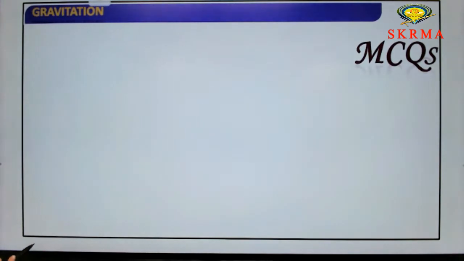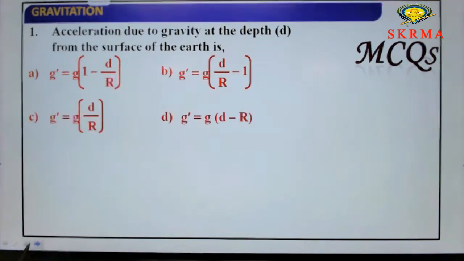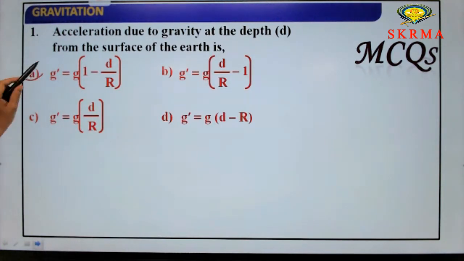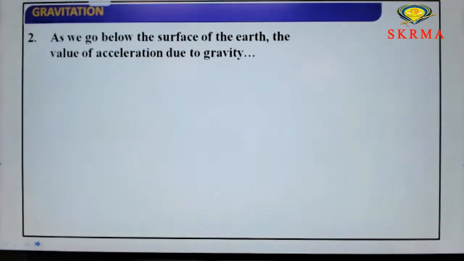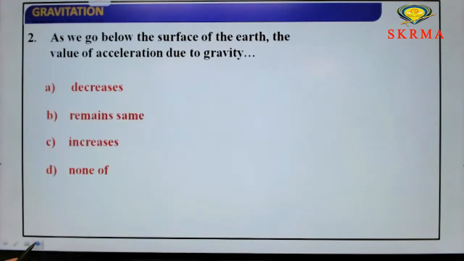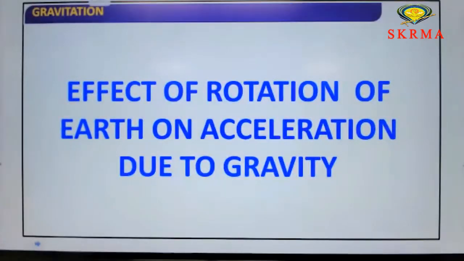Based upon this one, you can attempt this MCQ. Acceleration due to gravity at a depth d from the surface of Earth is, just to obtain the equation. What is the correct option here? Option 1 is correct. Next, as we go below the surface of Earth, does the value of acceleration due to gravity increase or decrease? Obviously, it decreases.